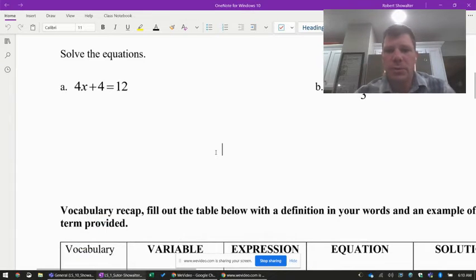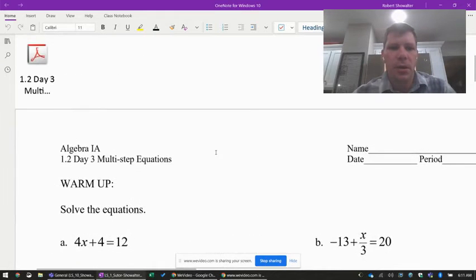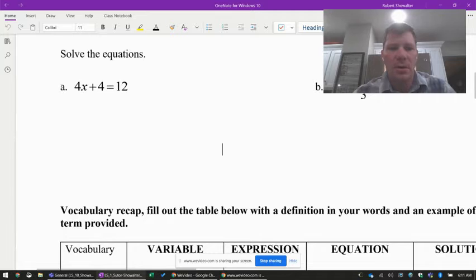Good morning. What I want to do is go through this problem in this worksheet. Do me a favor, and as you start, these are some review problems. I want you to pause the video and try them on your own. So pause the video.